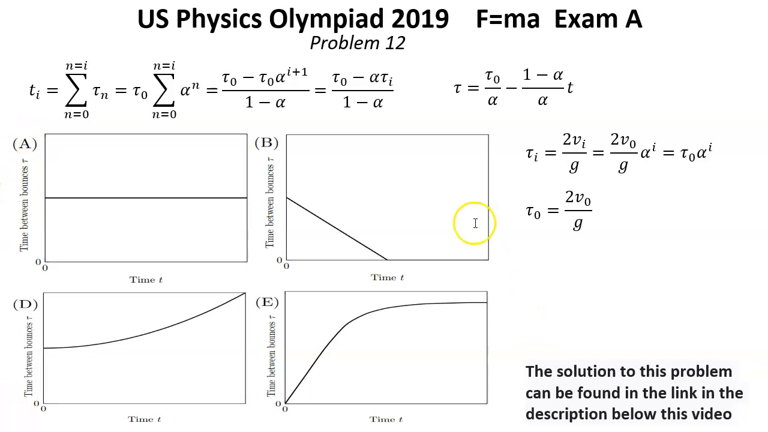That will be tau equal to a linear function with a negative slope. And if we look at all these 5 graphs, we see that only graph B has this property. So it means that B is the correct answer. And this was a solution for problem number 12.